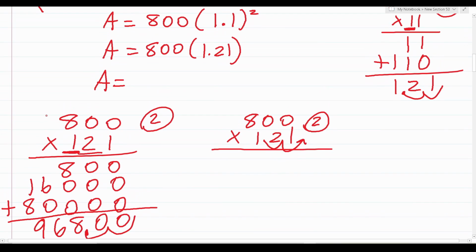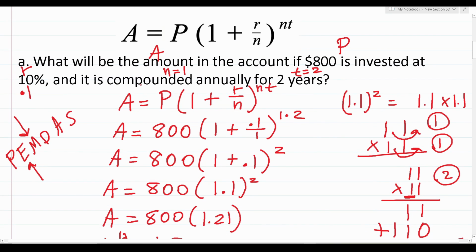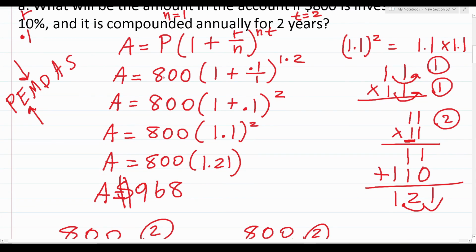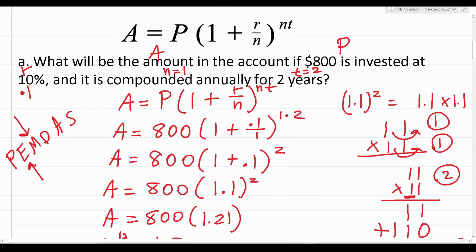So we can see that A in this case is 968. And this tells you that if you invested $800 with an interest rate of 10%, and that amount of money was compounded annually for a length of time of 2 years, you would have a total of $968 in that account at the end of those 2 years.